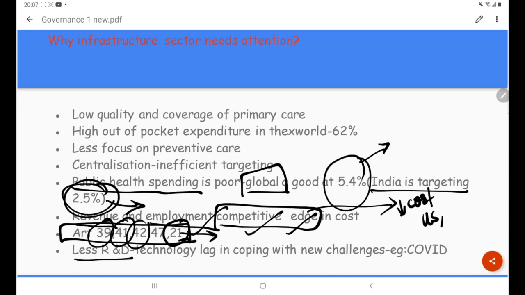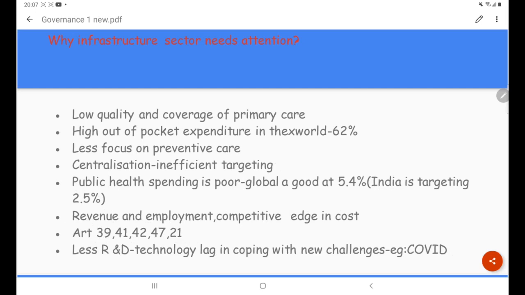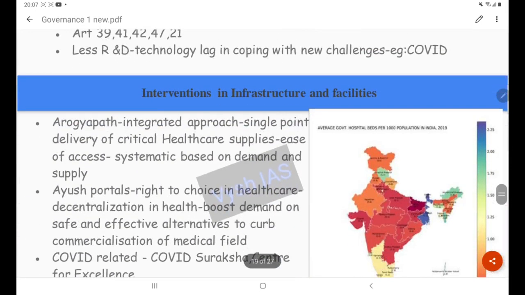Next is less R&D. Research and development is very poor in the medical sector. The consequence of less R&D is that it results in a technology lag in coping with new challenges. We have seen this during the time of COVID. During COVID, we were stuck in a situation of what to do. If we had that foresight, then we would not have suffered that much. So technology, R&D, is very important.